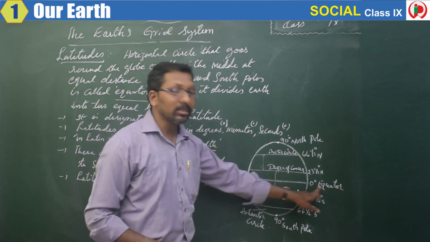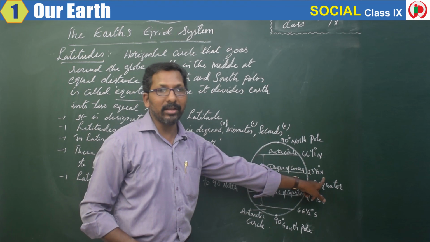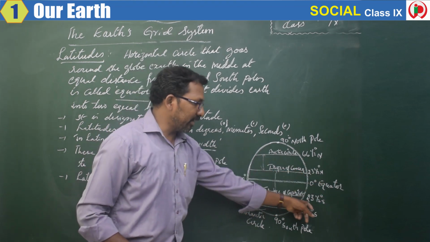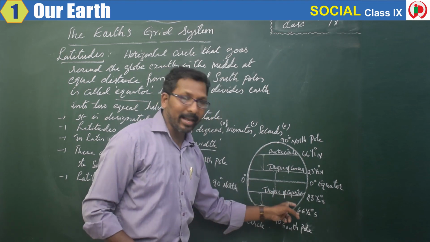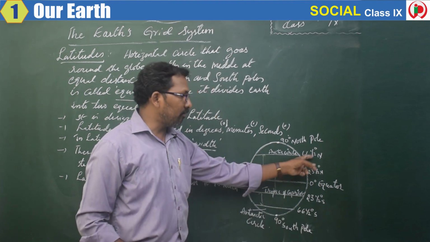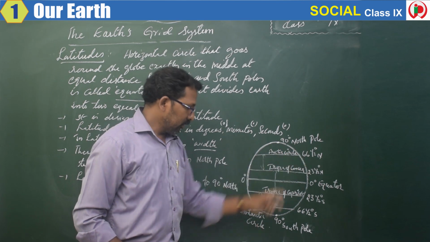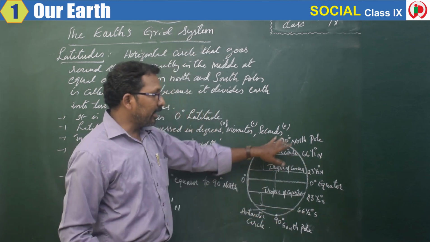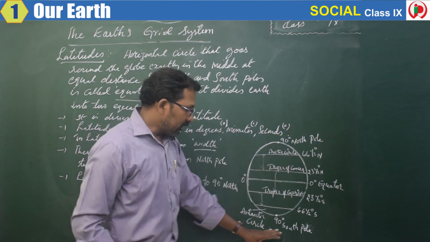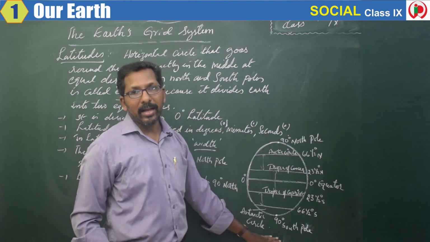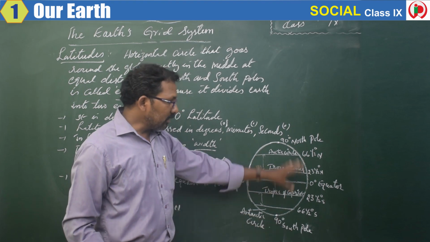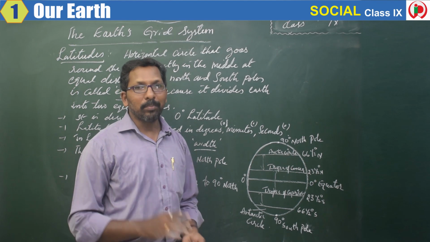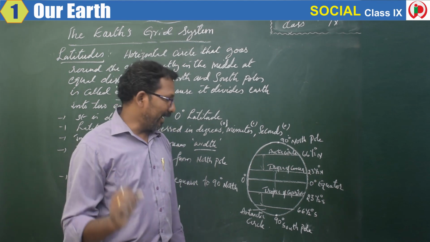Right. 0 degrees is the equator, 23.5 degrees north is the Tropic of Cancer, 23.5 degrees south is the Tropic of Capricorn, 66.5 degrees north is the Arctic Circle, 66.5 degrees south is the Antarctic Circle, 90 degrees north is the North Pole, and 90 degrees south is the South Pole. So these are the different latitudes which have been designated with particular names.